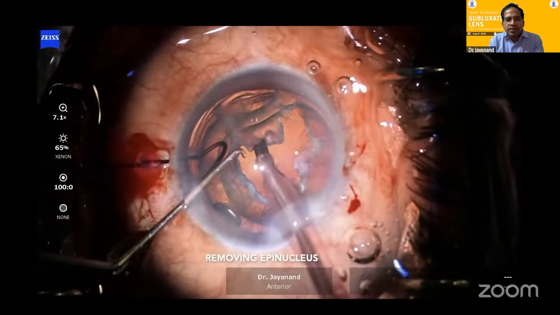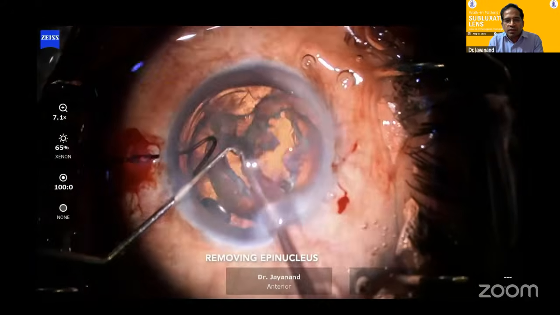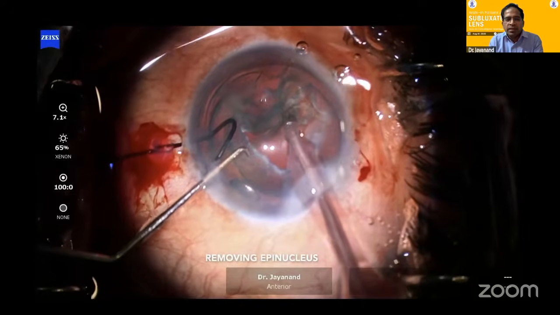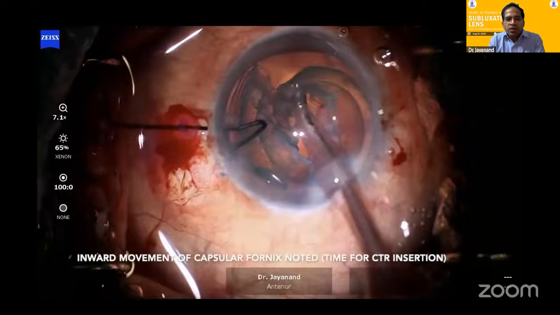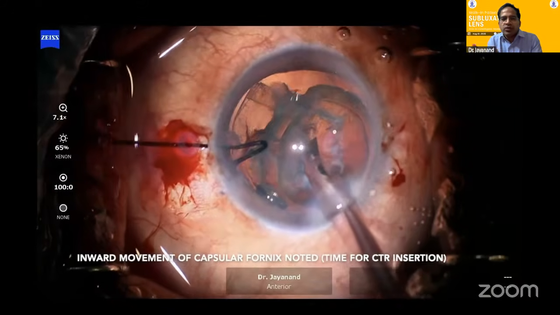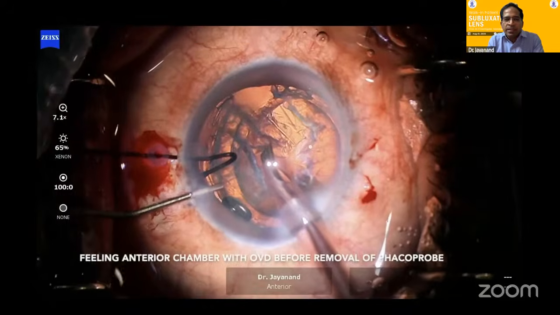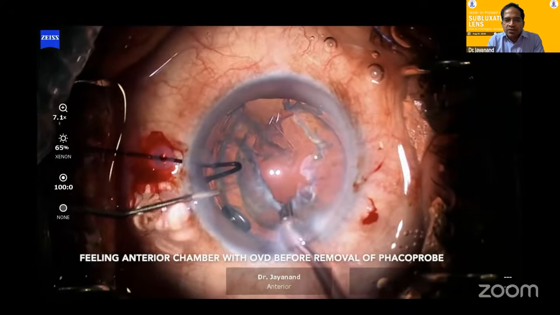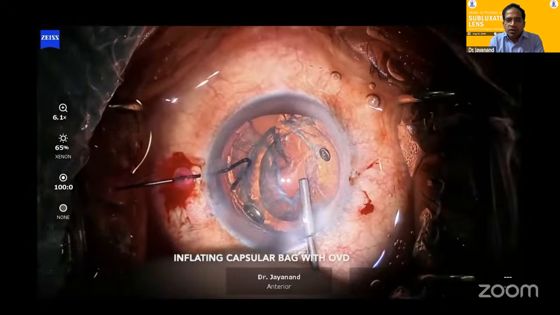And as Dr. Vijay said, with very slow parameters, I'm removing the center part of the nucleus. After doing that, I was removing the epinucleus, but what I noticed was that the fornix of the bag was not stable, so it was trying to come into the phaco probe. So at this stage, I decided to put the CTR to support the fornix of the bag.